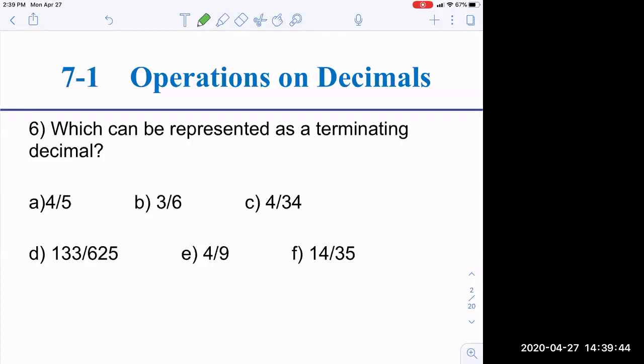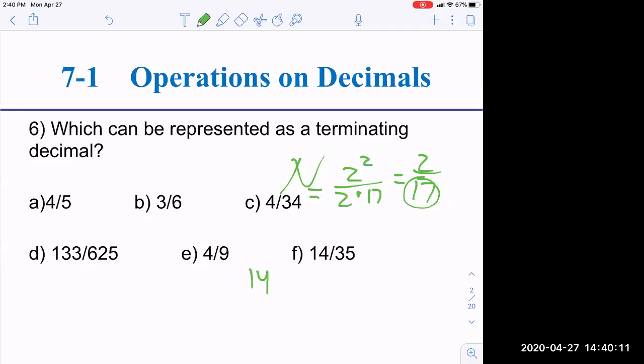I'm just going to do a couple of these. Let's do 4 over 34 because I can do that quickly. 4 is 2 squared, 34 is 2 times 17. That becomes 2 over 17. 17 is prime. This can't be reduced any further. Not just 2's or 5's. So this one, no.